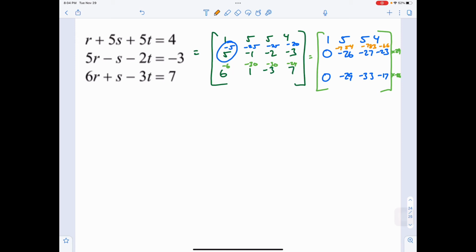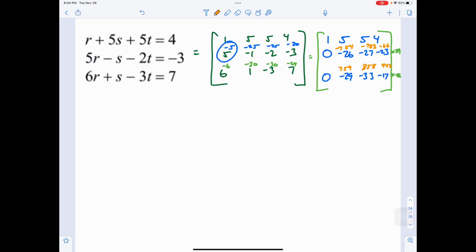Negative 29 times negative 26 gives us a positive 754. We should have known that already. I'm sorry. 33 times 26 is 858, and negative is a positive. And 17 times 26 is 442, and negative is a positive. Great. Now we can combine these columns together, and we'll end up with our third column.